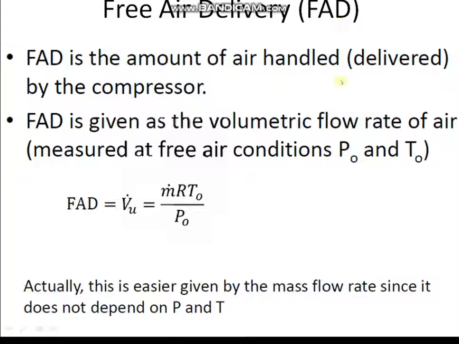Free air delivery. FAD is the amount of air handled or delivered by the compressor, and it is given as the volumetric flow rate of air measured at free air conditions P0 and T0. So FAD is written as V dot, which is equal to M dot R T0 upon P0. Actually this is more easily given by the mass flow rate, since it does not depend upon the pressure P and temperature T.